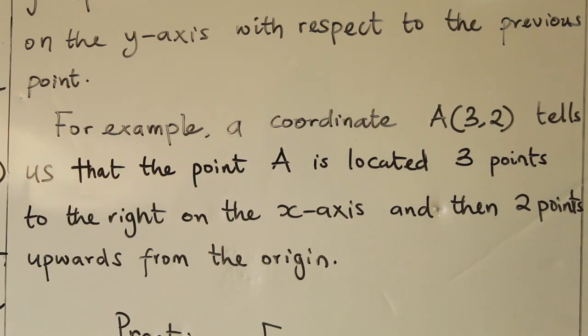3, 2 as a point A is located by moving 3 points from the origin. From the origin, 1, 2, 3. And then from that third point, we can now move upwards, 1, 2. So we get to the point A.